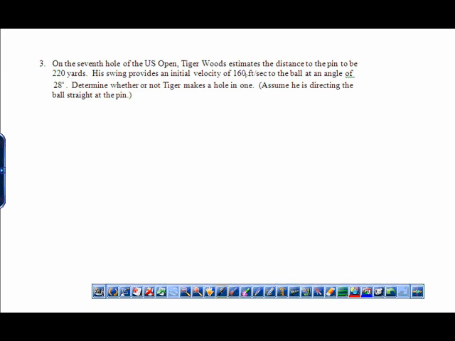His swing provides an initial velocity of 160 feet per second, so V is going to be 160. And I am going to go ahead and change this 220 yards to be 660 feet before that trips me up. It says we've got an angle of 28 degrees. And it says determine whether or not Tiger makes a hole-in-one. Assume he is directing the ball straight at the pin, because if he was off right or left, then obviously that would be a mistake. But we're just thinking simplest case here.